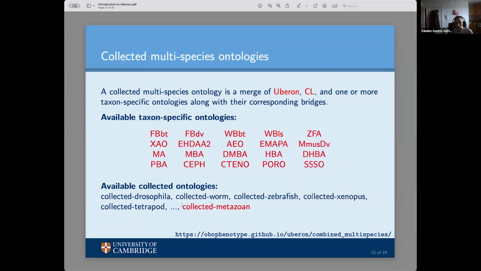We only provide collected metazoan because presumably that's the one most people will be interested in. And as far as I know, nobody has ever explicitly requested any of the more specific collected products. If you do have a need, for example, for a pre-built collected worm or collected zebrafish, we can certainly update our release pipeline to make sure that we build this one at the same time as we do a release. But for now, we do not do that.